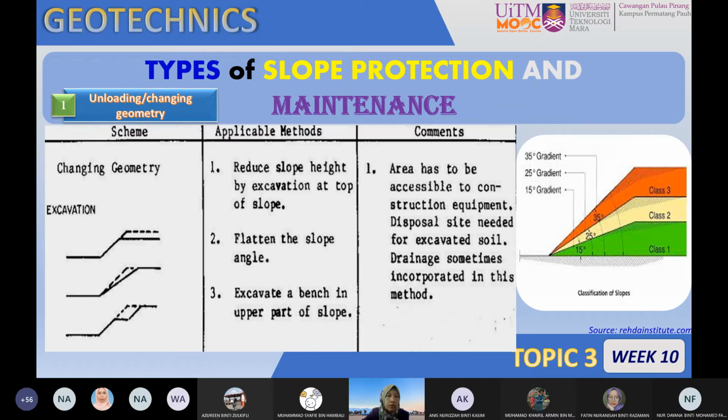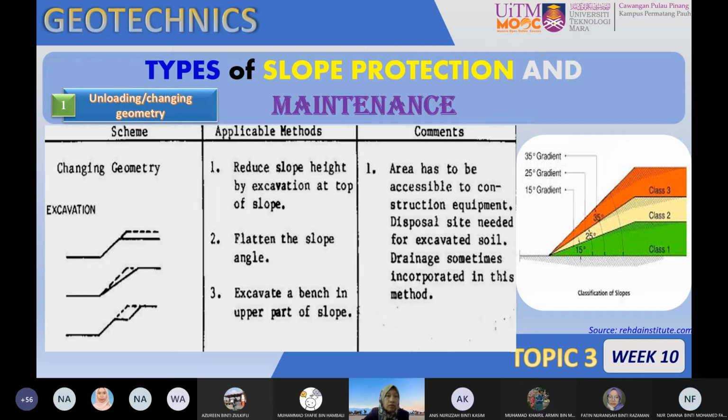The next one, we go to the first method, using unloading and changing the geometry. This is a very common method. You can see the stepped slope. If you have a steep slope, you unload or change the geometry of the slope to maintain the stability. By doing the excavations, you reduce the slope height at the top of the slope, and then you can flatten the slope angle. The next one, you excavate a bench in the upper part of the slope. The recommendations to flatten the slope using the approach angle are according to class 1, class 2, and class 3. This is the recommended angle if you want to flatten the slope design or the slope geometry.